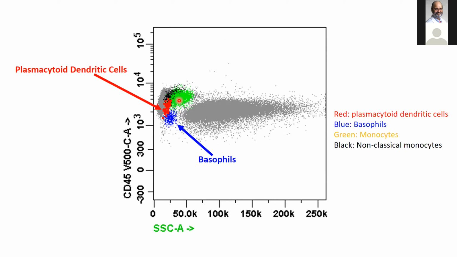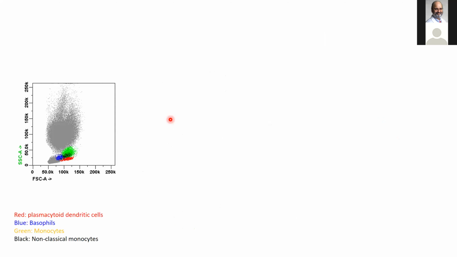So you can see I've got painted here green, these are monocytes. These black guys are non-classical monocytes here, which tend to have a little bit brighter expression of CD45 than your classical monocytes. And then again, in this little pocket here, you're going to find plasmacytoid dendritic cells and basophils. In this case, the plasmacytoid dendritic cells are slightly brighter for CD45. But the reality is, in most scenarios, they're going to sit exactly with each other on this plot. I'm talking about the plasmacytoid dendritic cells and basophils.